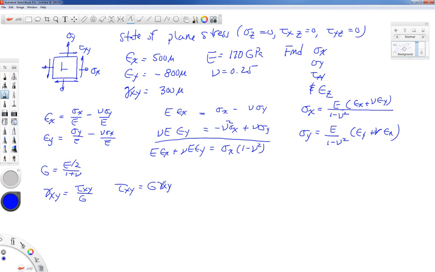Once I determine what sigma x and sigma y are, I can then find out what epsilon z is. Epsilon z is sigma z over E minus nu sigma x over E minus nu sigma y over E. But since this is a state of plane stress, sigma z is equal to 0. Once I found sigma x and sigma y, then I can get epsilon z.